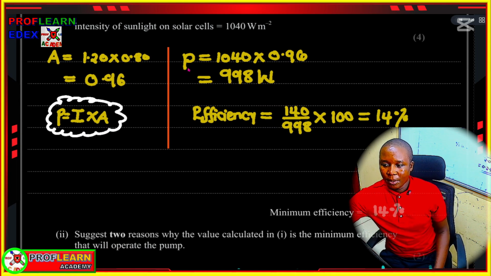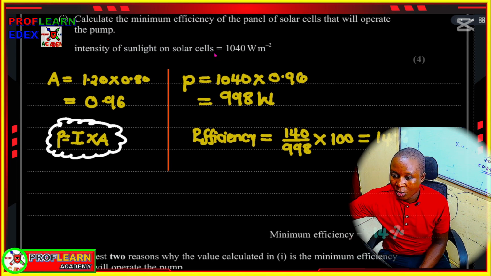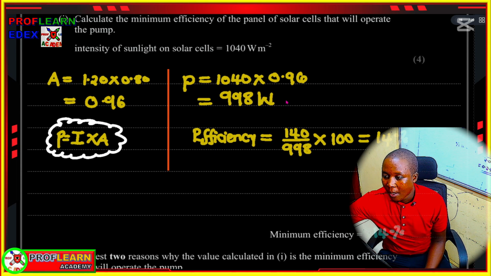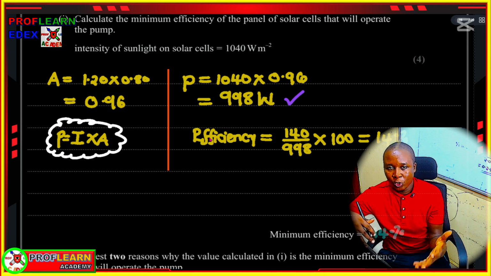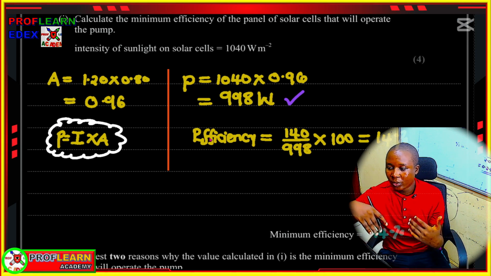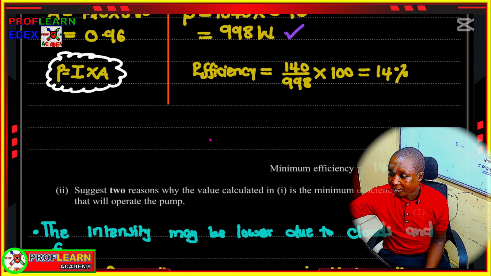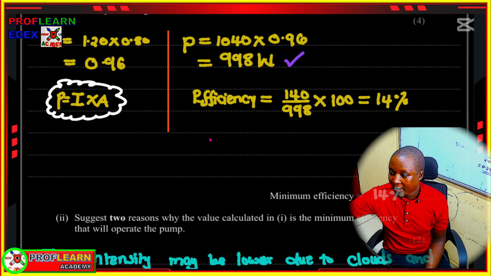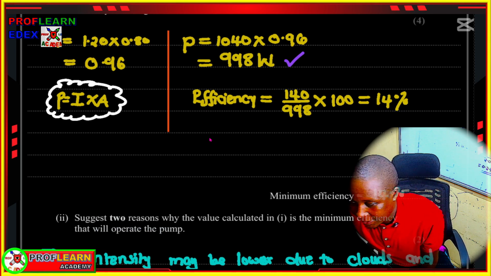Then from there we can work out the power using the intensity that was provided. Because intensity is given and we have the area, we can get the power as 998 watts. But the efficiency is useful output power over the total input times 100, and that's going to translate to what? 140. That's going to translate to 14%.